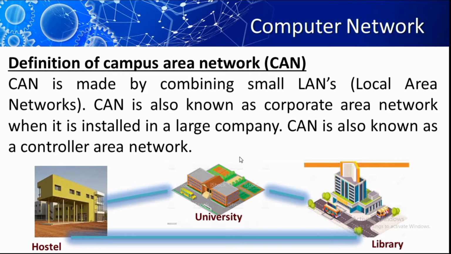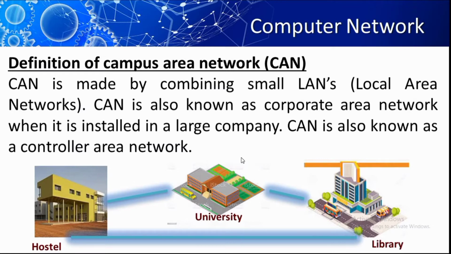CAN is also called as Corporate Area Network when it is installed in a large company. In CAN, the networking equipments are switches and routers, and transmission media is optical fiber or copper plant. CAN is entirely owned by campus.